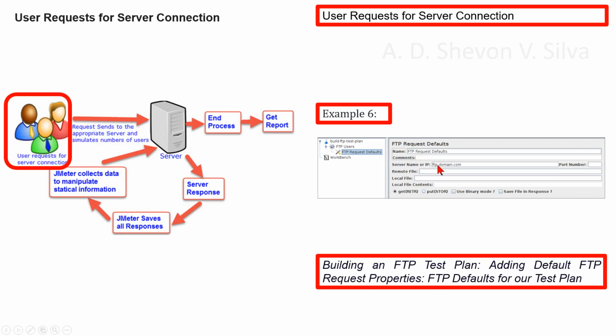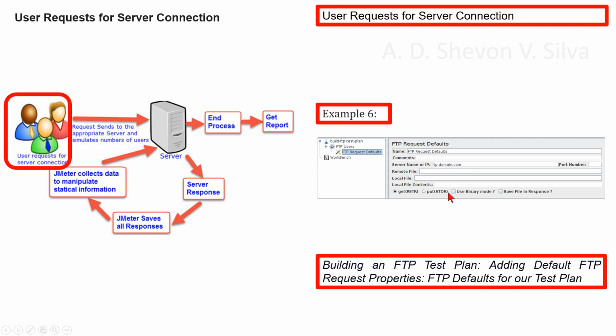Skip to the next field, which is FTP server name or IP. For the test plan that you are building, all FTP requests will be sent to the same FTP server, ftp.domain.com. In this case, enter this domain name into the field. This is the only field that we will specify a default, so leave the remaining fields with their default values.